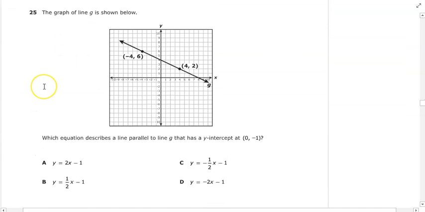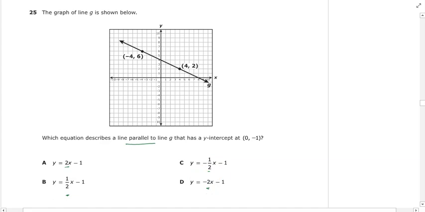Question 25, graph of line G shown below. Which equation describes a line parallel to G that has a y-intercept at (0, -1)? So first thing I noticed on this one is it asks about parallel lines, and we should know that parallel lines have the same slope. So if I can find the slope, I'll just check and see which one of these, because they all have different slopes here. I'll just see which one has the correct slope.